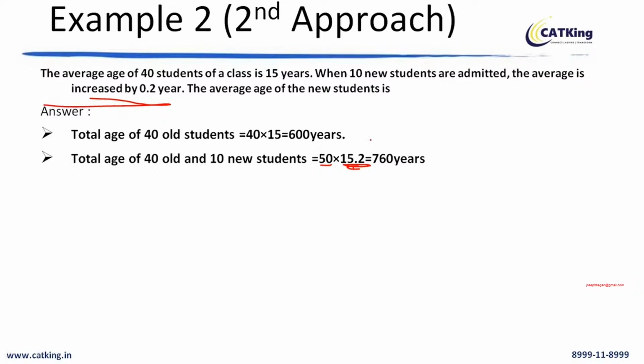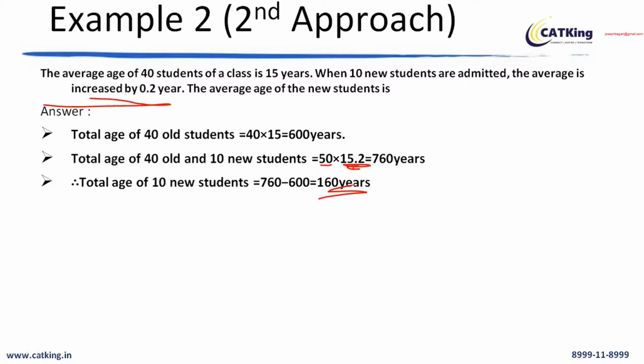Now इन दोनों में difference क्या है? वो 10 new students हैं. तो इन दोनों को minus कर देंगे, which will be 760 minus 600, is 160. This is the sum of the 10 new students. अब उनका average निकालना है. 160 by 10 is 16. Simple. Average is clear now.